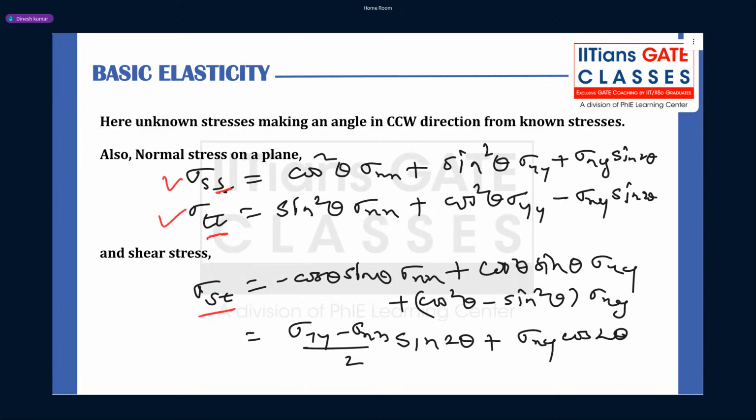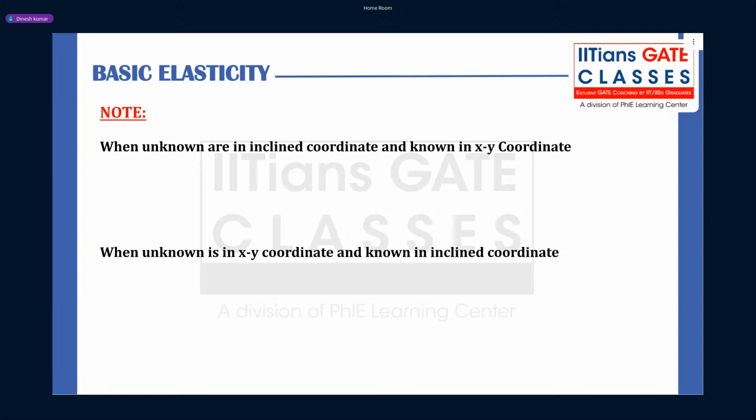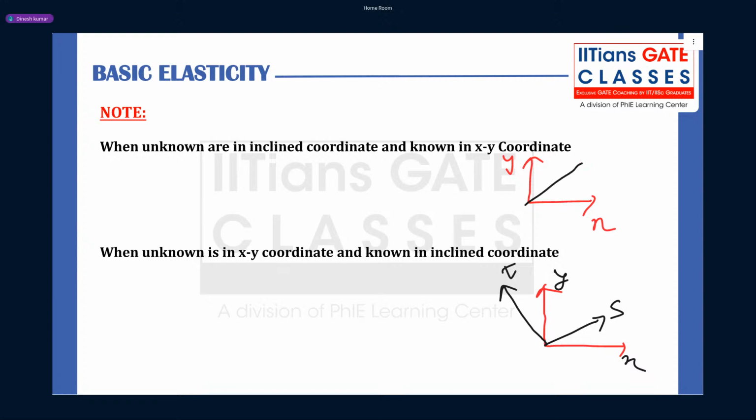Okay, clear. Now guys, this all okay. Now guys, there can be two cases. What two cases? One case, when you know your stresses in the xy plane, and there can be another case where you know your stresses in what? In the S and T direction. But what is unknown?